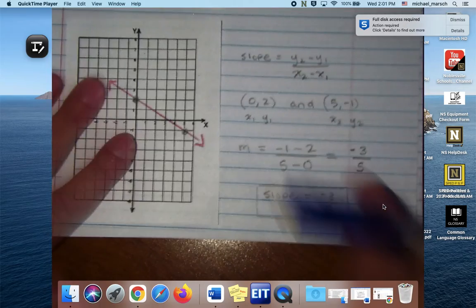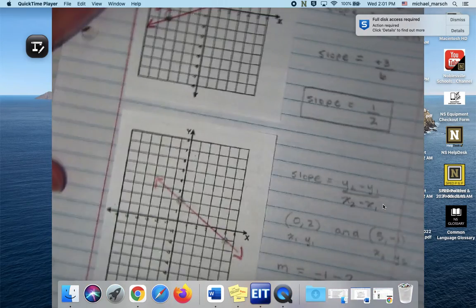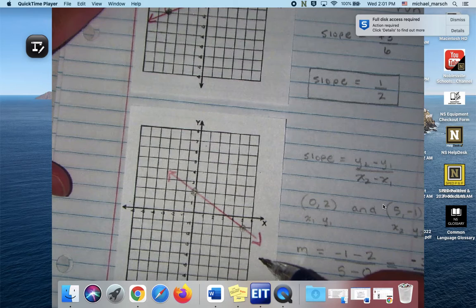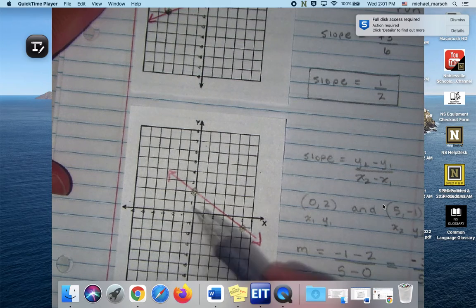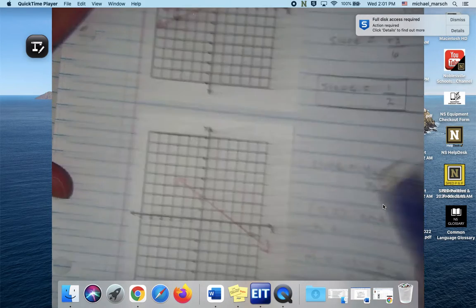Wait, sorry. If we did go over first, would it be negative over negative, and then if it was positive, it would be negative over negative? And then it would be positive eventually. Kind of, yeah. Okay, next page.